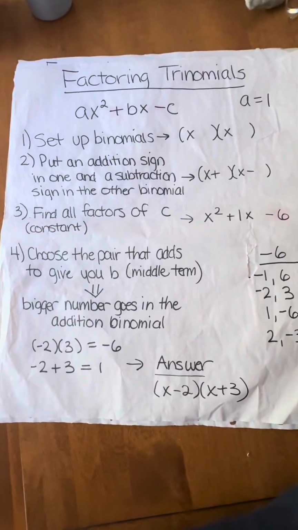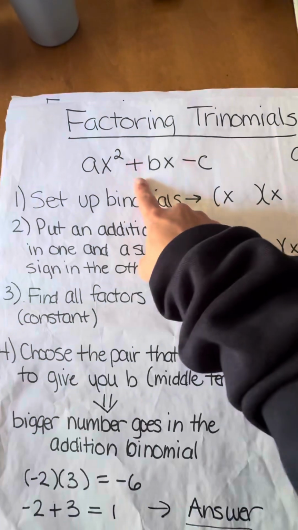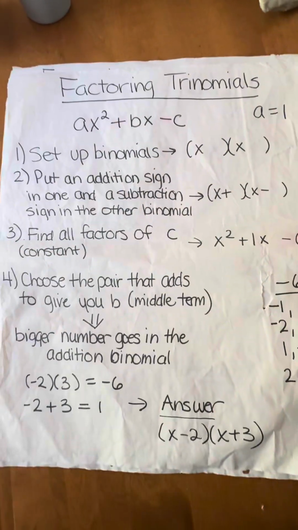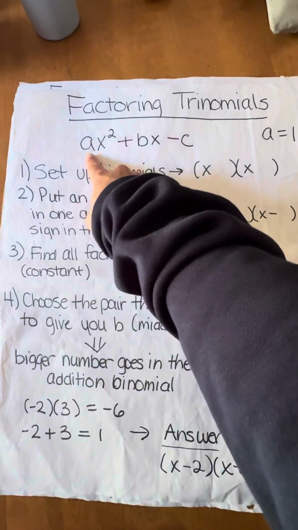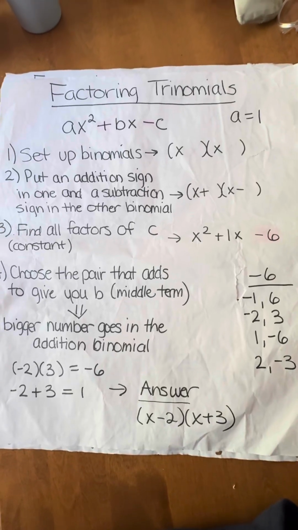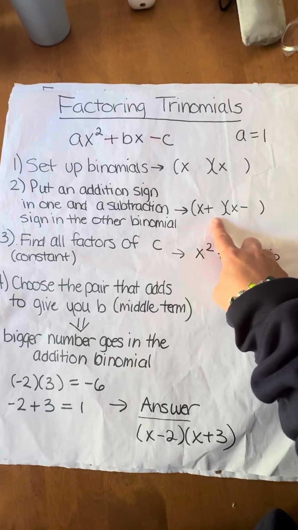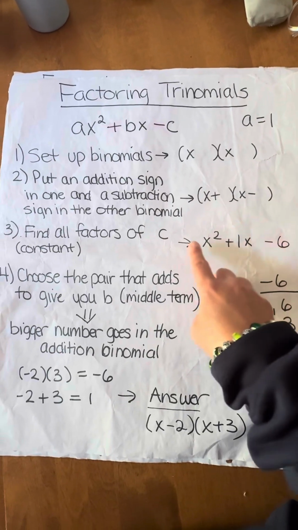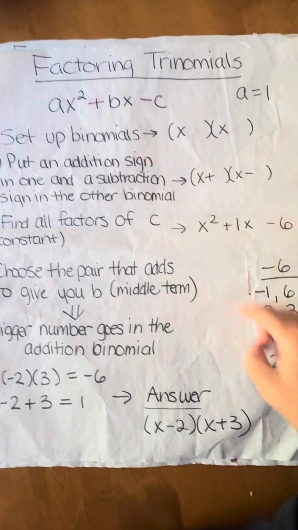All right, the next one. What happens here when we have a positive, negative? So when we have a positive, negative trinomial, again, these are all when a is 1. So the number right here, there is no number, it's just x squared. You're going to set up your binomials again, just like you did in the last one. Same thing, one's going to be positive, one's going to be negative. And then we're doing the same thing. We're finding the factors of that last term, which is a negative number.